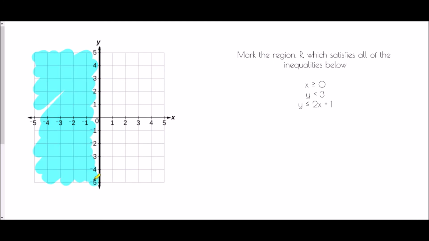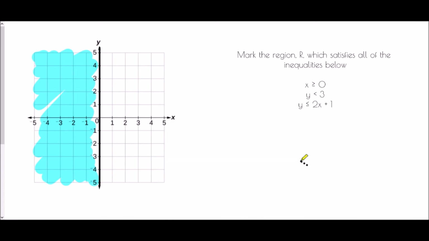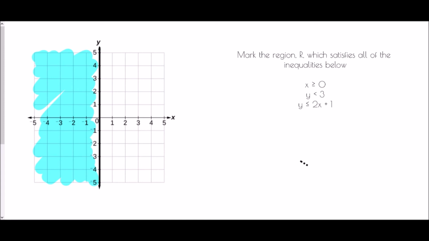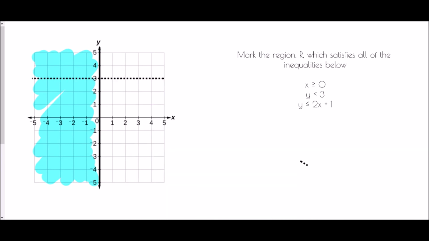Y must be less than 3, and so for y to be less than 3, I'm just going to go back to my dashed line. That would be going through the y-axis at 3 with a dashed line, but we want to get rid of everything which doesn't work, so again this time anything above that line we do not want.